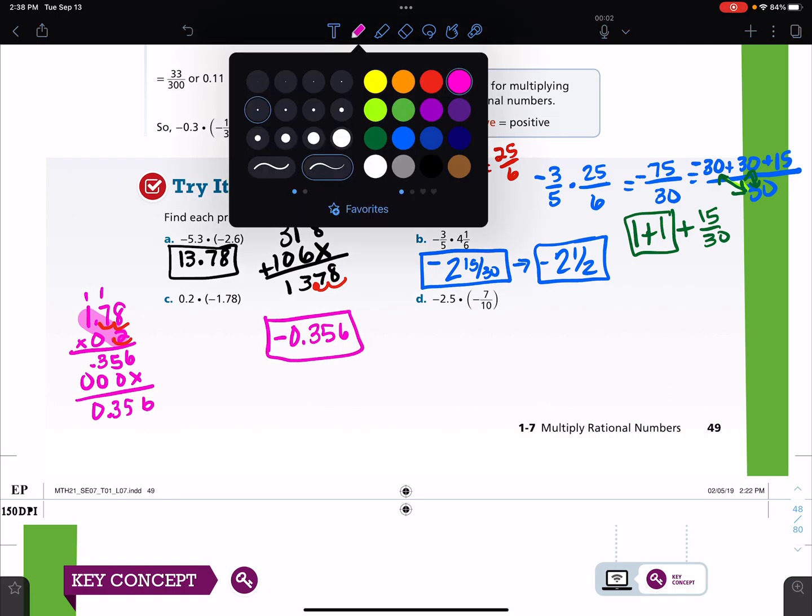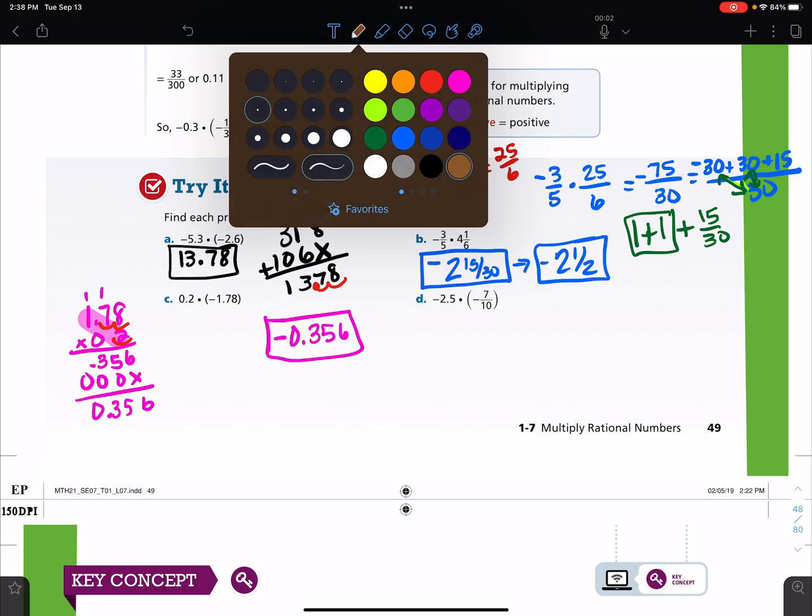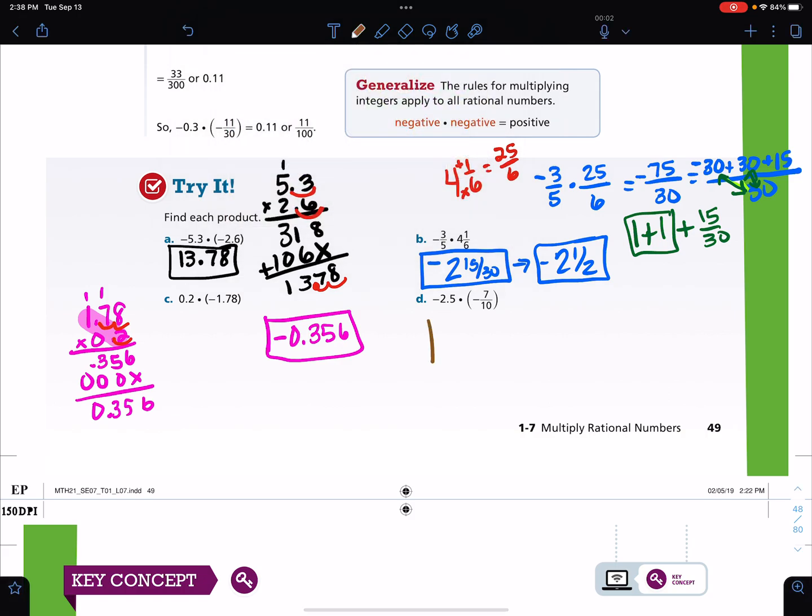All right, this next one, brown, I guess. Final answer will be located here. And it's a negative times a negative, so my answer will be positive. 2.5, well, I noticed that this fraction is a 10. Well, we do things in tens place. So I think I want to do fraction or decimals. I want to do 2.5 times 7/10. 7/10 written as a decimal is 0.7. So I'm just going to multiply that here.